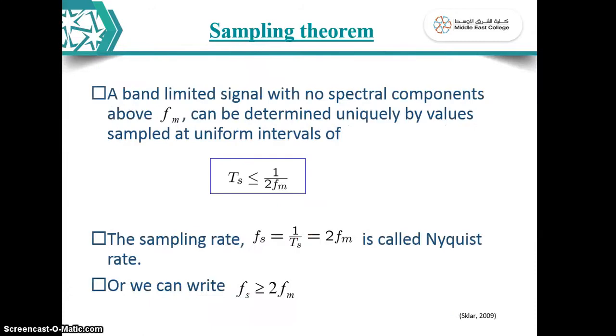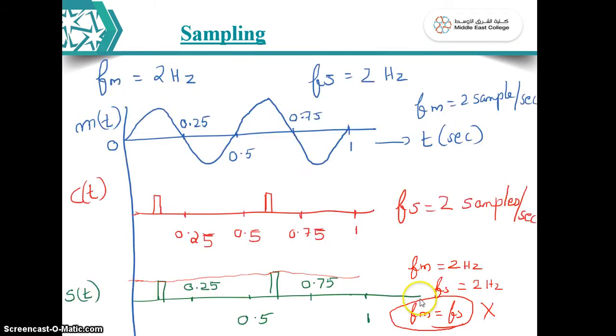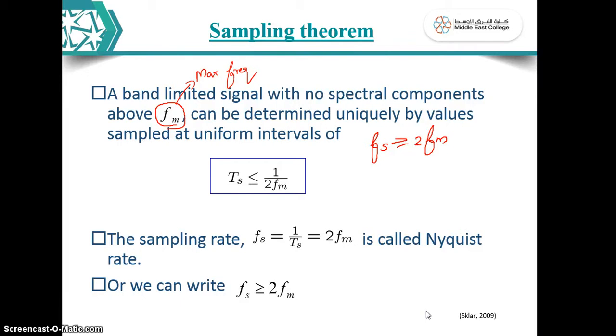So the Nyquist theorem or sampling theorem states that you have a band limited signal with no spectral component above Fm. That means the sampling theorem states that the maximum frequency of a message signal is Fm. This is the maximum frequency. Now if you want to reconstruct the signal properly, your sampling rate Fs should be greater than or equal to 2 times Fm. If it is less than 2 Fm, as you found in this case, you cannot reconstruct it. So Fs should be greater than or equal to 2 times Fm. Then only you will be able to reconstruct the signal. This is called the sampling theorem.